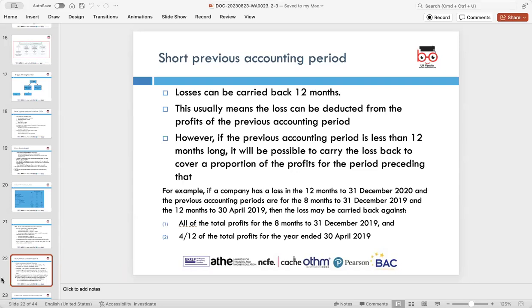So here you can see an example. A company has a loss in the last 12 months leading up to December 31st, 2020, but the previous accounting periods were only 8 months leading up to December 31st, 2019, and 12 months leading up to April 30, 2019. Now, in this case, the company can carry the loss back against two things. First, all of the total profit for the 8 months up to December 31st, 2019. And secondly, 4 out of the 12 months of total profit of the year ending April 30, 2019. So even though the previous accounting period isn't a full 12 months, the company can still use it to offset some of the losses from the most recent period.